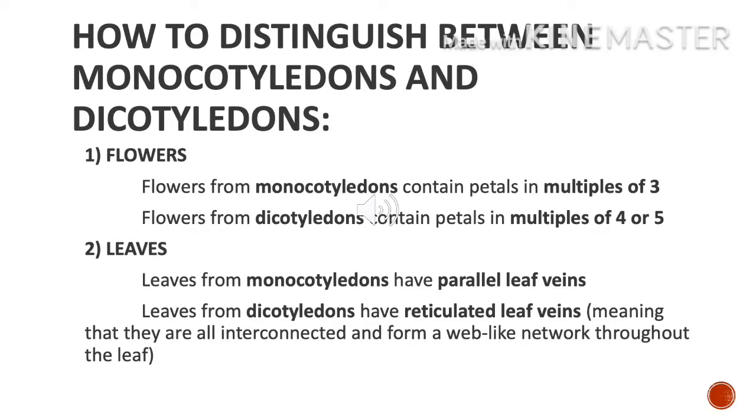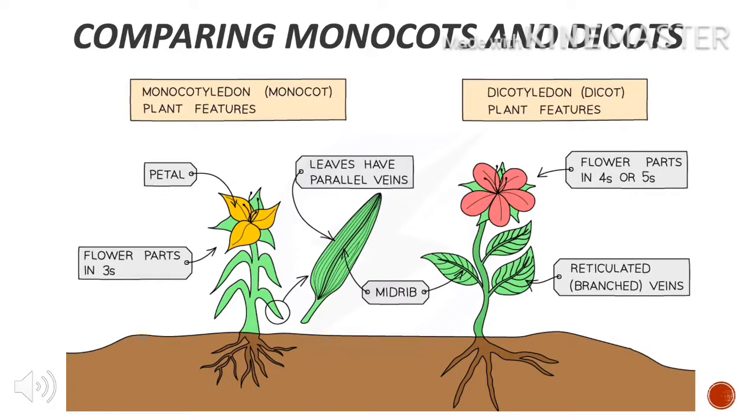The diagram here shows you 2 basic structural differences between monocots and dicots. As you can see in the diagram, monocots have petals in 3s, while dicots have petals in 4s or 5s. Another is their leaves: the leaves of monocots have parallel veins, while the leaves of dicots are reticulated or branched veins. Now let's go to our revision tip.